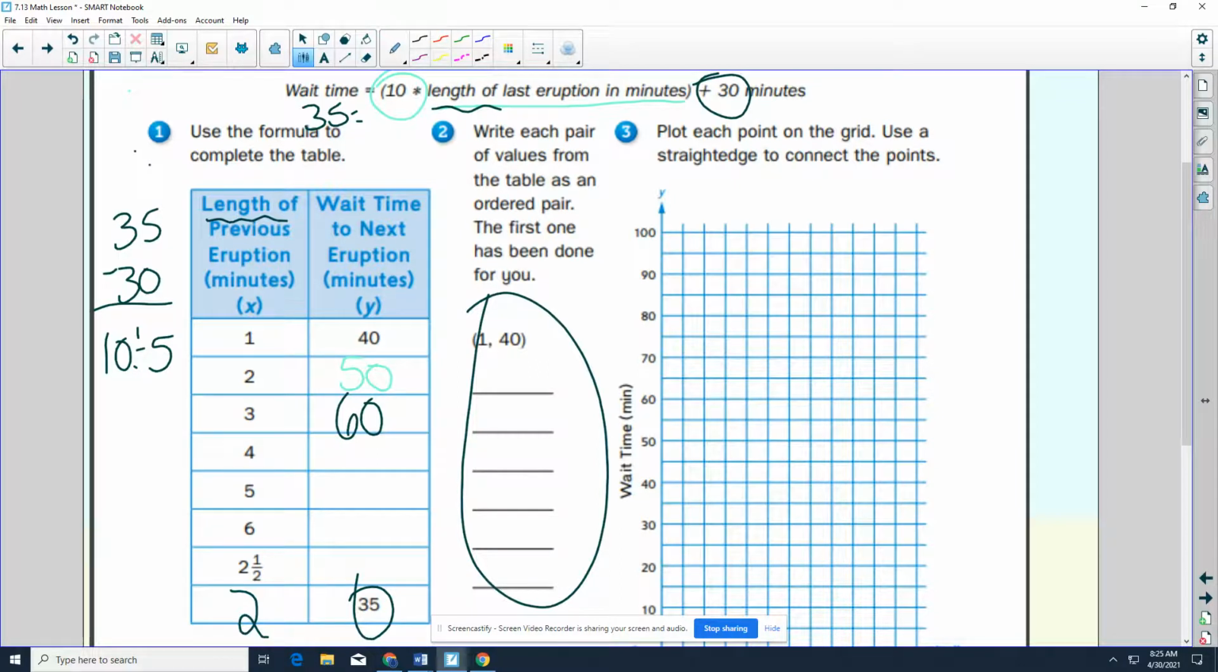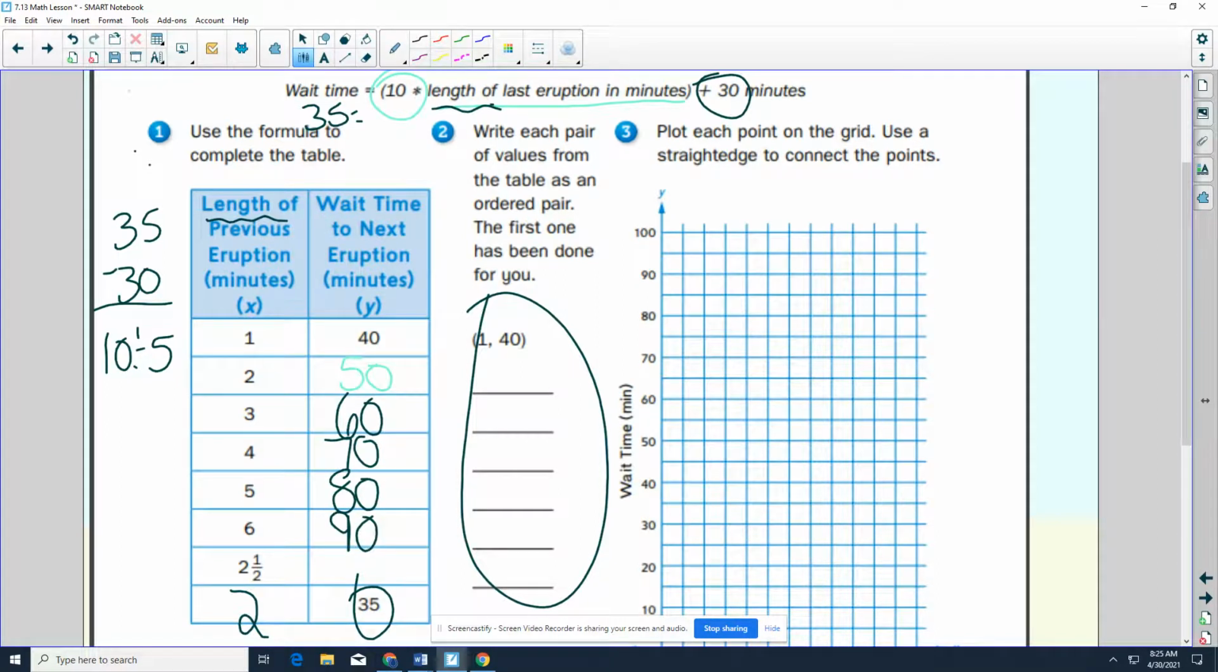All right, welcome back. Hopefully you've had a chance to look at that. So hopefully you were successful in doing that. We'll see now. So I know that I have the length again, and I multiply that number by 10. So 4 multiplied by 10 is 40, plus the extra 30 minutes, so I get 70 minutes. 5 times 10 is 50, plus 30 is 80. So maybe you're noticing a pattern here. And then 6 times 10 is 60, plus 30 is 90.